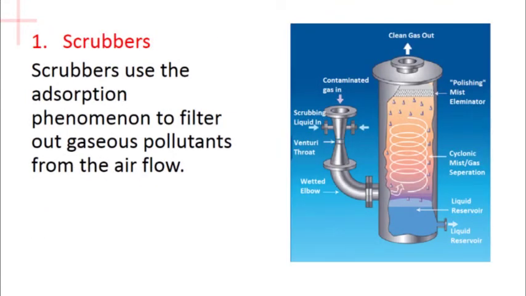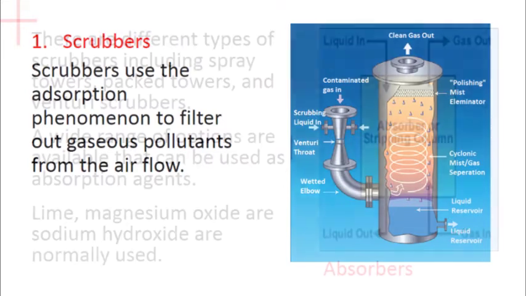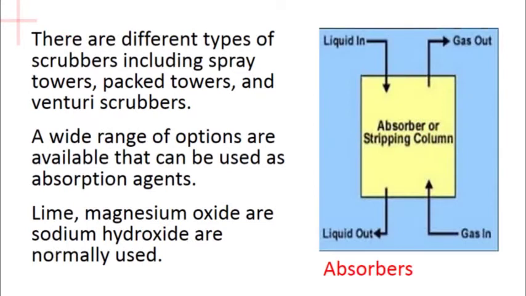Scrubbers use the absorption phenomenon to filter out the gaseous pollutants from the airflow. There are several different types of scrubbers, including spray towers, packed towers and venturi scrubbers. A wide range of options are available that can be used as absorption agents. Lime, magnesium oxide or sodium hydroxide are normally used.